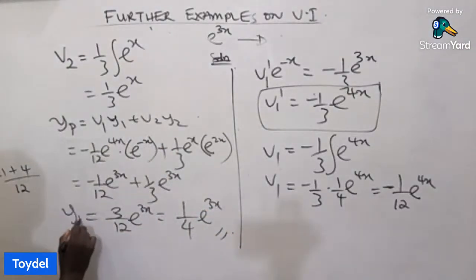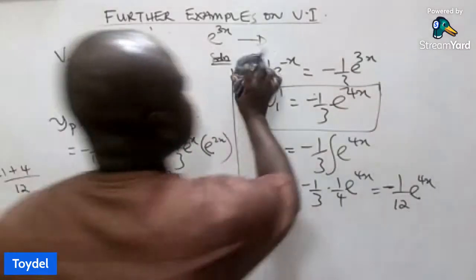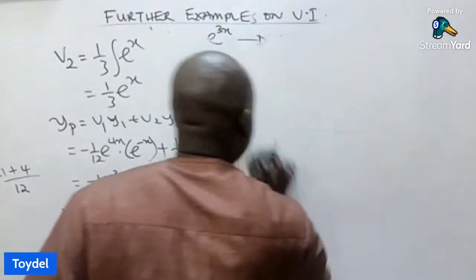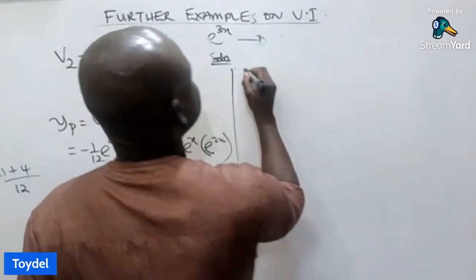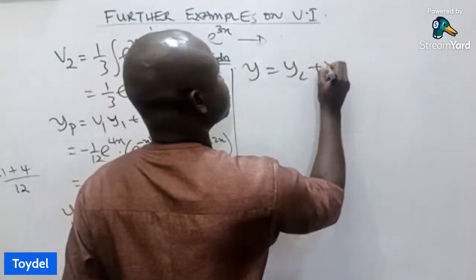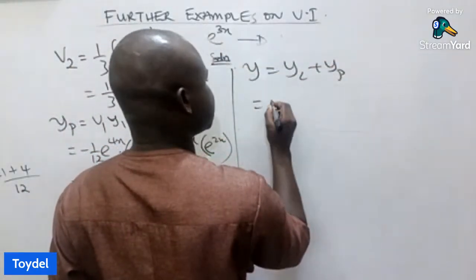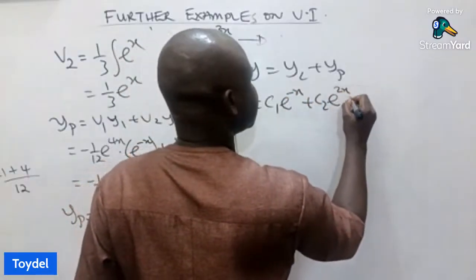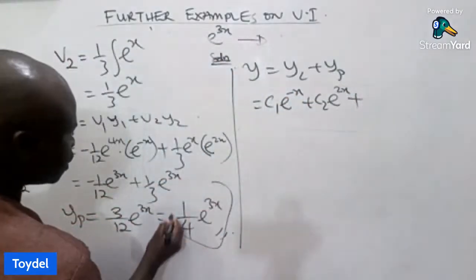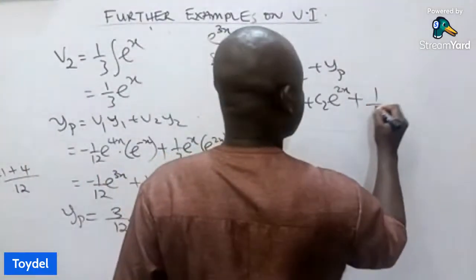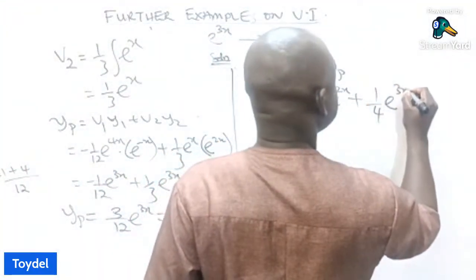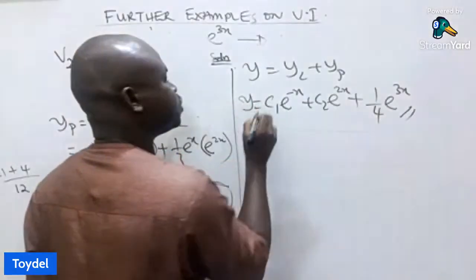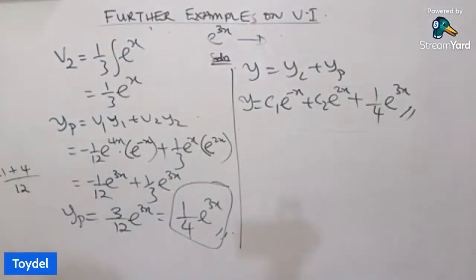So the value of the particular integral, the particular solution yp, is given as this. Finally, this general solution, which is the same thing as yc plus yp, will now be equal to, what is yc? C1 exponential minus x plus C2 exponential 2x, plus the particular solution, which is given as 1 over 4 exponential 3x. This will be the final solution to the non-homogeneous equation.